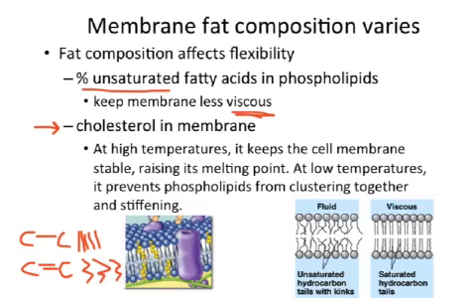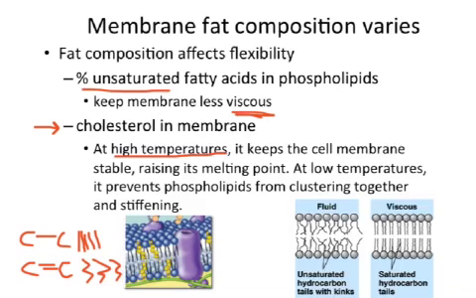Cholesterol is also going to contribute to membrane fluidity. Cholesterol can actually help make the membrane more fluid or less fluid depending on the temperature. So at high temperatures, the plasma membrane is in danger of basically being too fluid, falling apart. And at high temperatures, cholesterol prevents the plasma membrane from melting, essentially. It's going to raise its melting point so it doesn't fall apart.